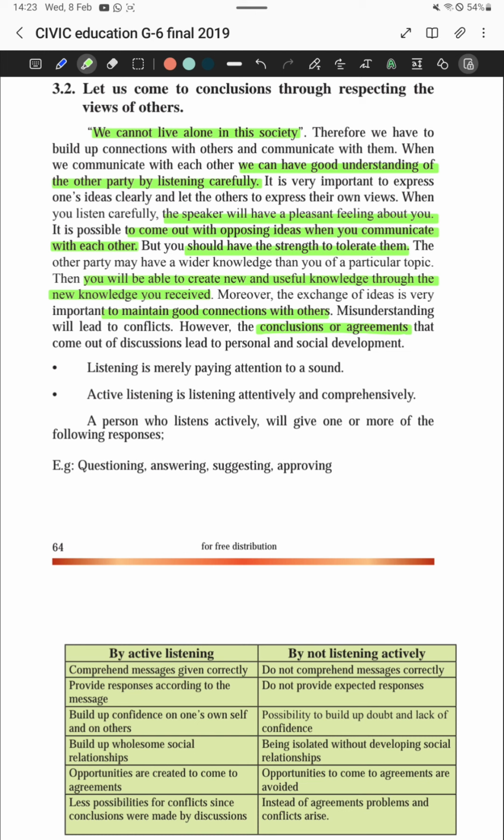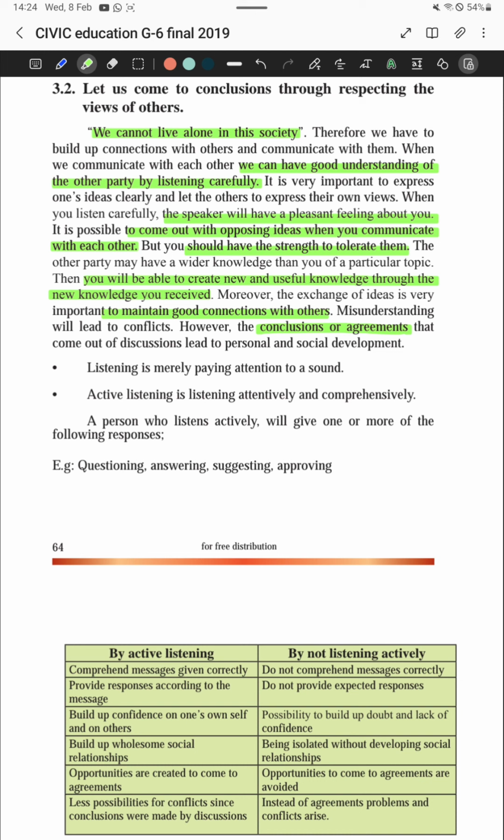So you can get this when you are listening to other people. Definitely, from good listening, the speaker will have a pleasant feeling about you. When you're listening to a person, if you are not disturbing that person while he's talking, he will definitely talk with you nicely, and he will be highly attentive and will have a good feeling of faith. I mean, he will have a pleasant feeling about you, right?